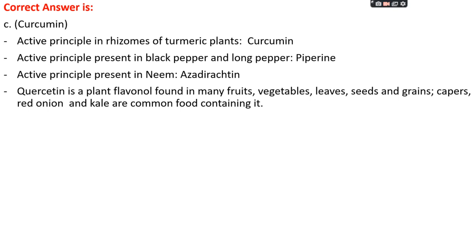The active principle present in black pepper and long pepper is piperine. The active principle present in neem is azadirachtin. Option D, quercetin, is a plant flavanol, which is found in many fruits, vegetables, leaves, and seeds. Capers, red onion, and kale are common foods containing it.